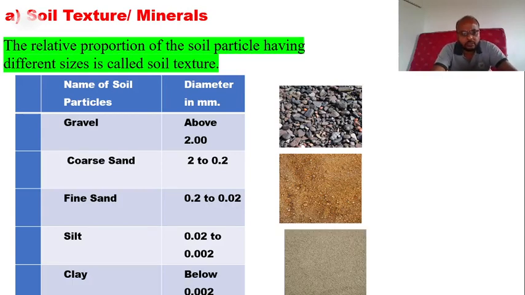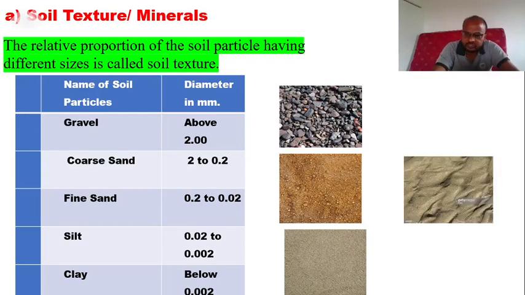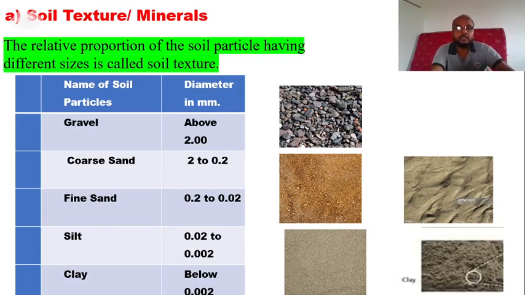Then the next one is fine sand. Fine sand is present in the soil, and it is about 0.2 to 0.02 mm in diameter. Then there is silt. This is a small particle present in the soil, and it is about 0.02 to 0.002 mm in diameter. And the last particle is called clay, which is a very much smaller particle in the soil. So these are the different soil particles, and the relative proportion of these soil particles in the soil is called soil texture.